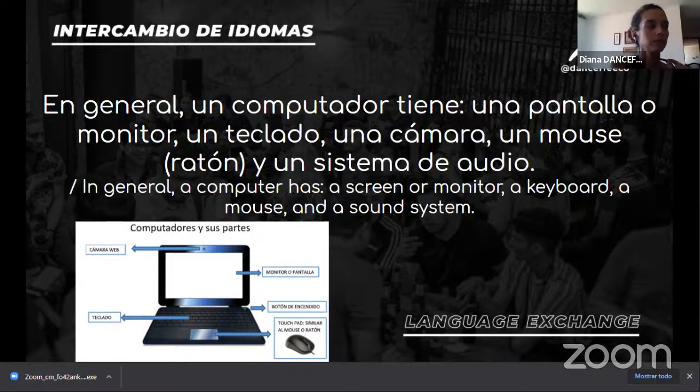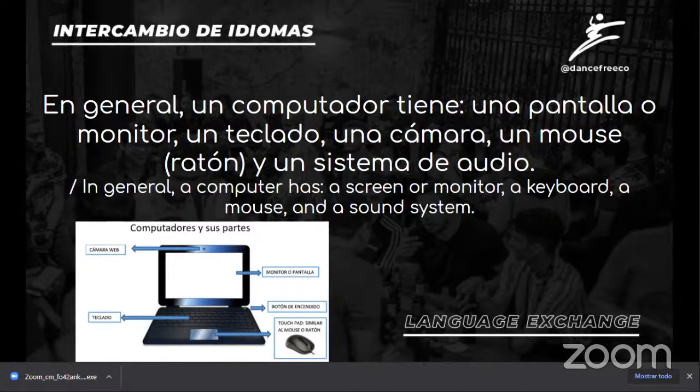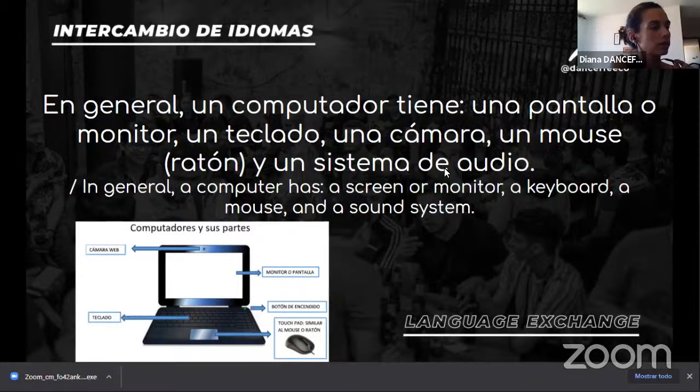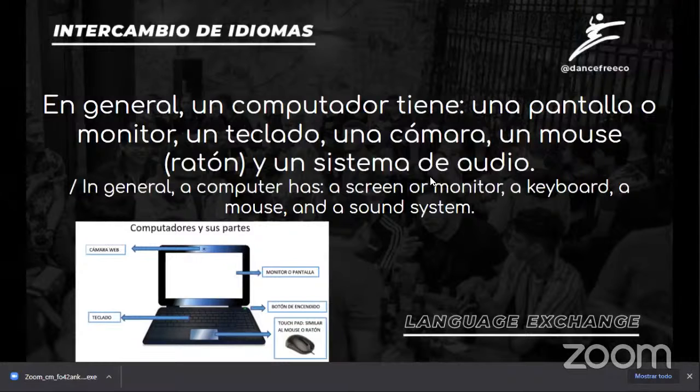Okay. Anybody who would like to read it, please? I can try. Yes, Tiffany. Thank you so much. En general, un computador tiene una pantalla o monitor, un teclado, una cámara, un mouse, ratón y un sistema de audio. Tiffany, esta preposición de. Exacto. Porque estabas diciendo di.